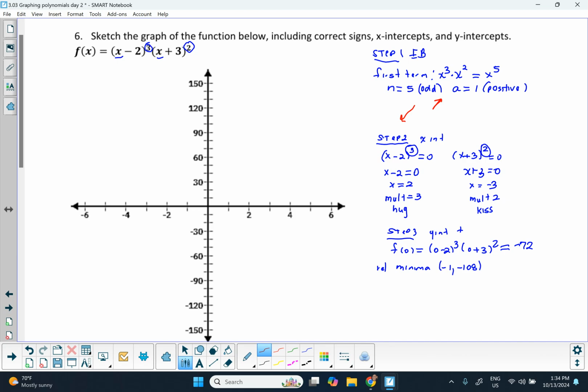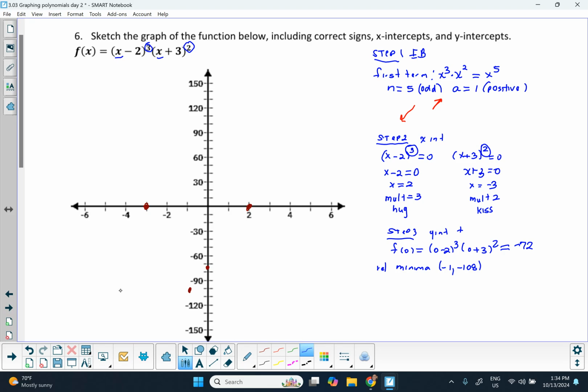So we're going to first graph the x-intercepts. So -2, not -2, -3 and 2. And then the next thing we're going to do is graph the y-intercept, which is -72. So that's about here. And we're going to graph the relative minima, which is -108. So maybe that's down over here. And let's start graphing that function.